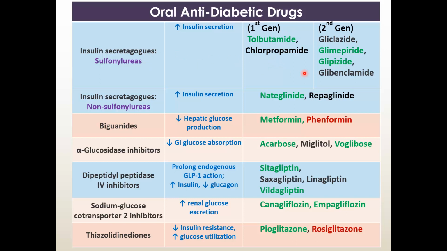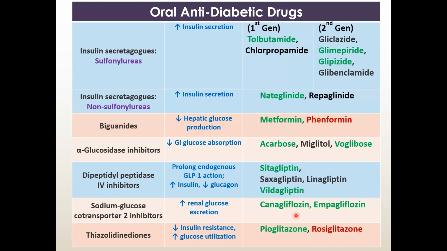Sulfonylurea, there are two generations. Tolbutamide and chlorpropamide are the first generation, and chlorpropamide is a very long acting drug, but nowadays these first generation drugs are not used. Mainly the second generation drugs are used like glimepiride, gliclazide, glipizide, drugs like this. Non-sulfonylurea insulin secretagogues include nataglinide. Biguanides are metformin. Alpha glucosidase inhibitors, important ones are acarbose, voglibose. DPP4 inhibitors end with gliptin. So sitagliptin, saxagliptin, linagliptin, vildagliptin.